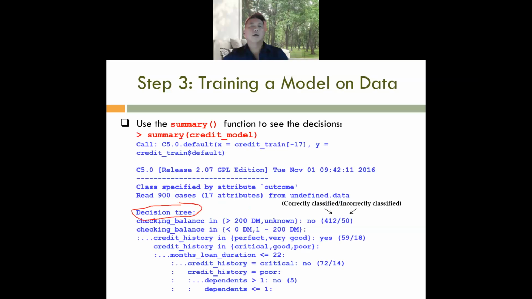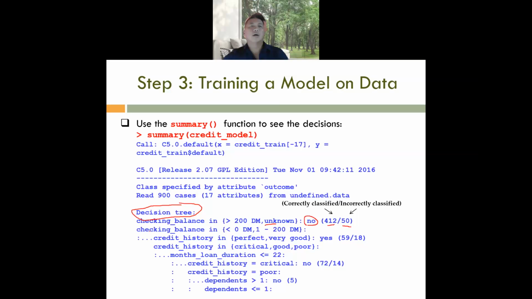So it says that if your checking balance is greater than 200 Deutsche Mark or unknown, you are highly unlikely to default, meaning that you will pay. So this one tells you how many records are correctly classified and how many records are incorrectly classified from the training that you have.